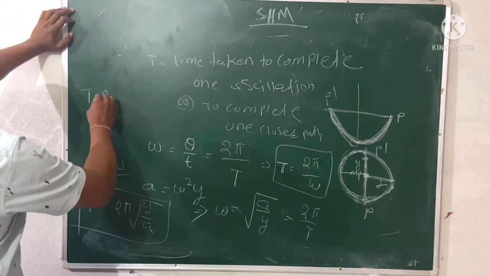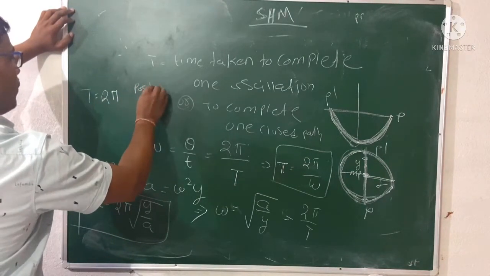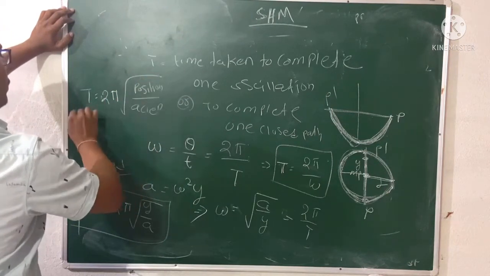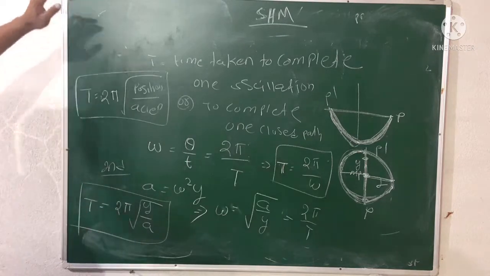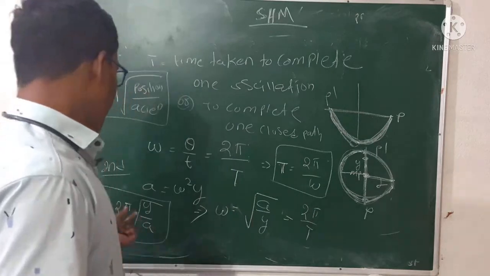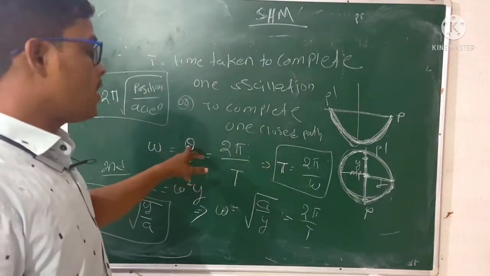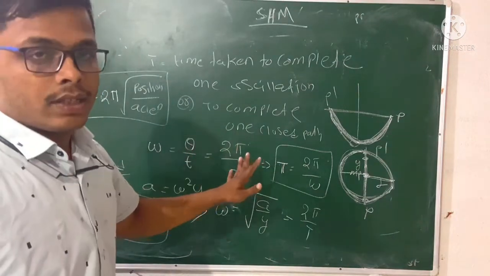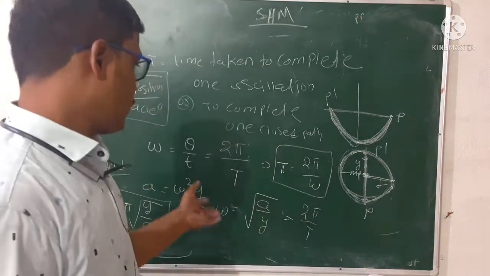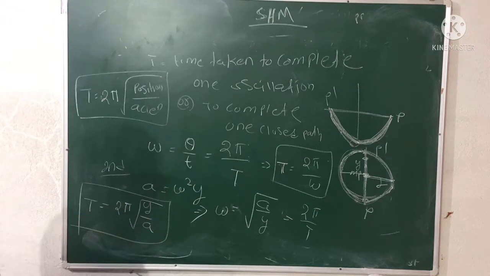So T equals 2 pi, what is y? So this is position, what is a? So this is acceleration. So T equals 2 pi into square root of position by acceleration. So remember these two formulas, T equals 2 pi by omega and T equals 2 pi root of y by a. r will not be there because this is the angle, okay, not distance, this is the angle. That means for a complete circle, how much angle will it cover, so that will be 2 pi. Okay, so these are all about position, velocity, acceleration, energy and time period.